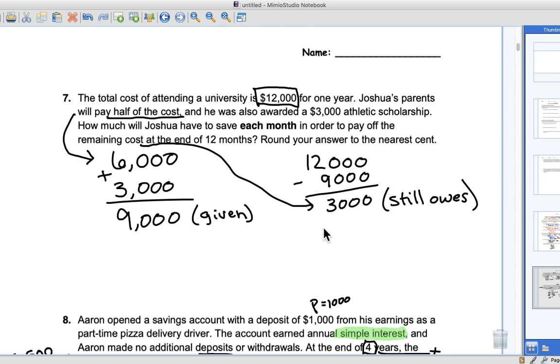Logan, what'd you get? 250. How did you get that, Logan? I just divided 3,000 divided by 12. Very good. 3,000 divided by the number of months that he's planning to save. You said 250, right? Okay, $250 is how much he is going to have to save each month in order to pay off what he still owes for school.